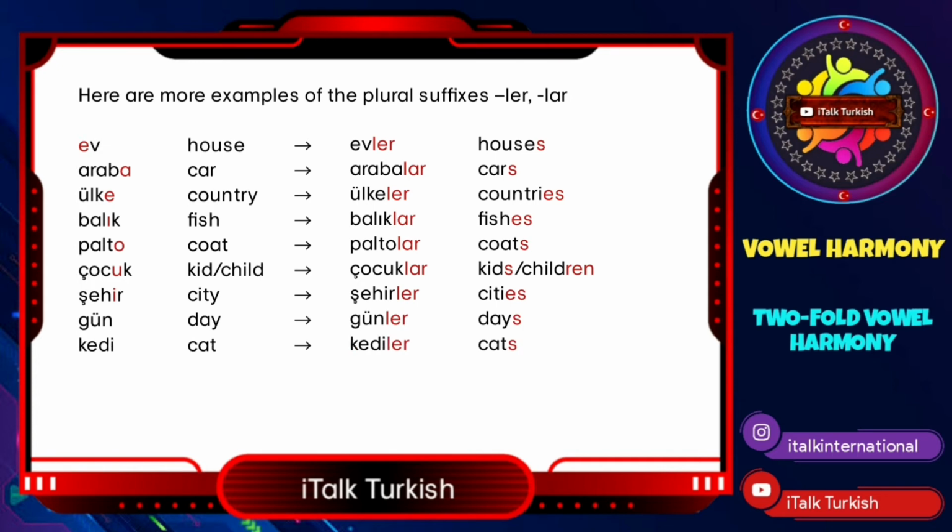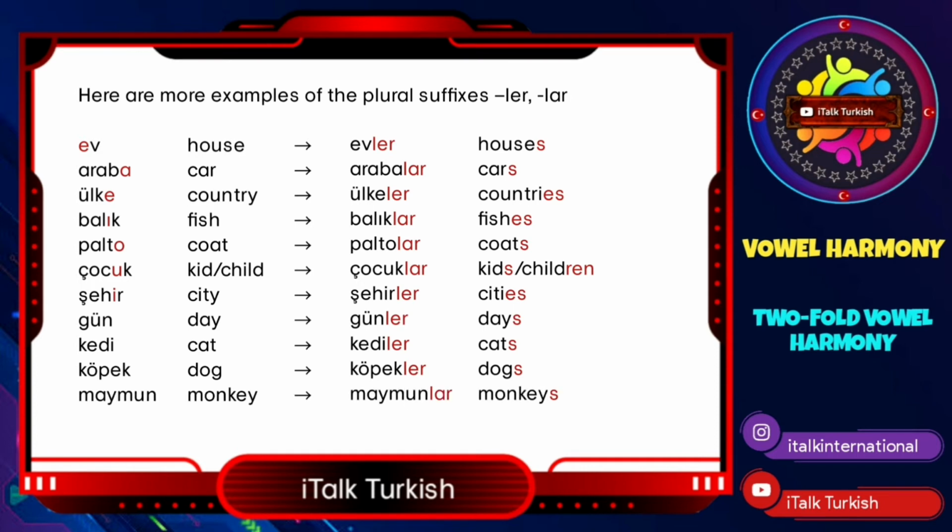Kedi, kediler. Köpek, köpekler. Please look at the last vowel. Maymun. The last vowel of maymun is u. Therefore, we will say maymunlar while making it plural.